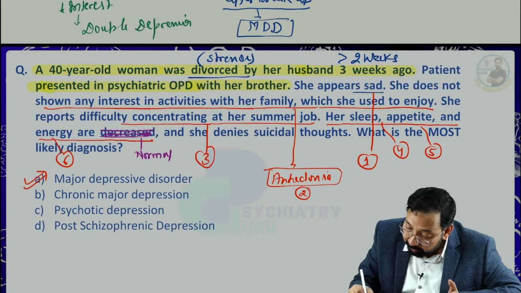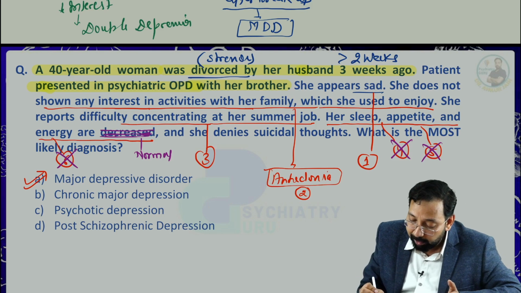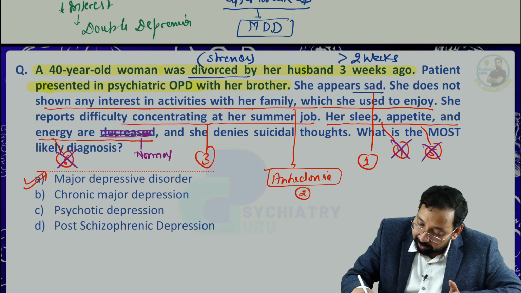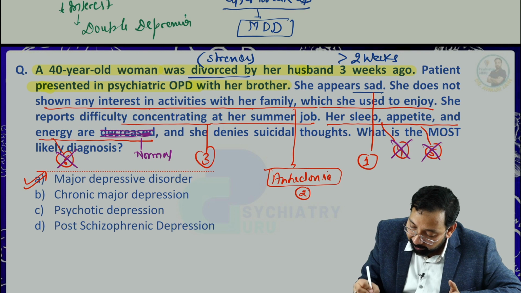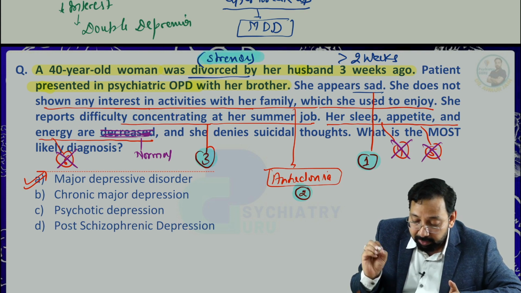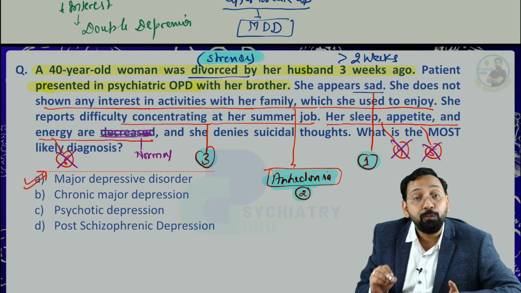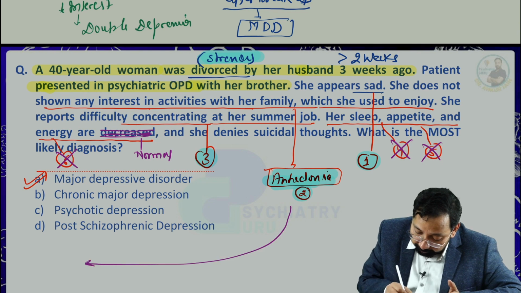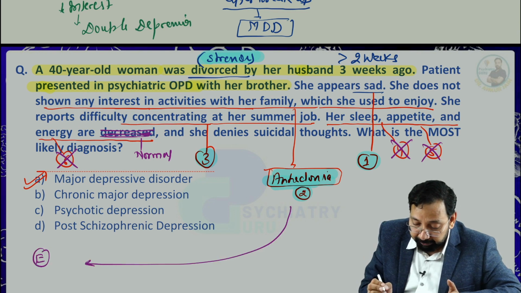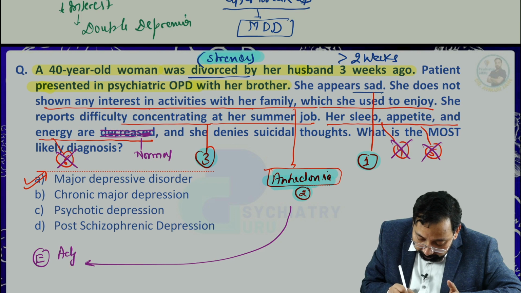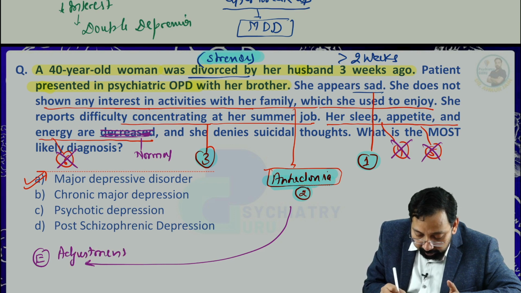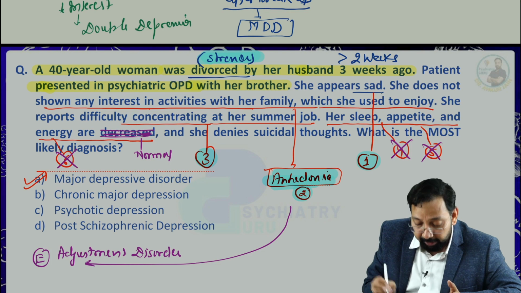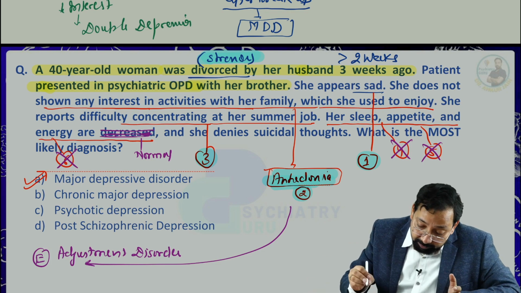means sleep is normal, appetite is normal, energy is normal, means only three symptoms are left. This is after the stressor. Yes, three symptoms are there, not fulfilling the criteria of depression. Then the diagnosis would become option E. I write here, yes, option E, adjustment disorder. Got the point?